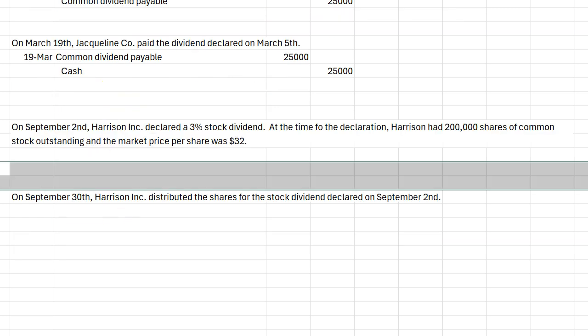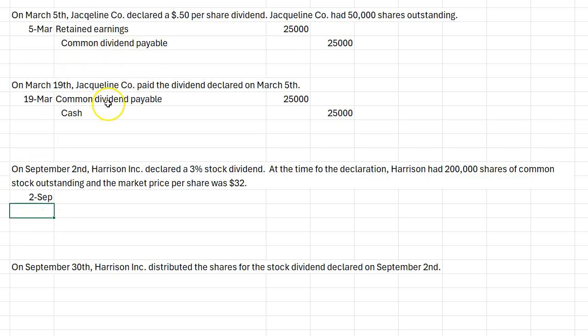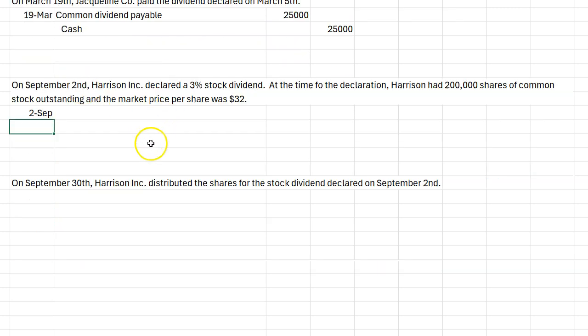Now, stock dividends are fairly similar. They're just a little bit more complicated. So earlier we talked about cash dividends having those three important dates: the date of declaration, the date of record, and the date of payment. Stock dividends are very similar. They have the date of declaration, the date of record, and then the date of distribution. Because remember, we can't pay stock. We distribute shares of stock, right?